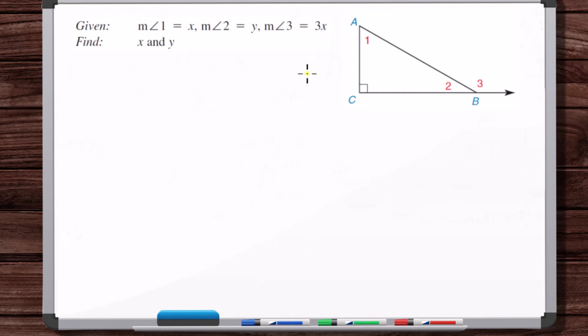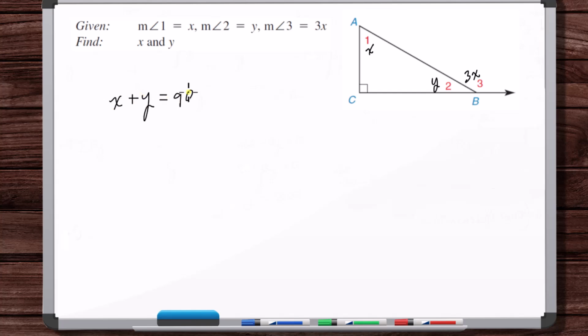Okay, if the measure of angle 1 is equal to x, the measure of angle 2 is equal to y, and the measure of angle 3 is equal to 3x. Solve for x and y. Okay, well, we know x plus y is equal to 90.